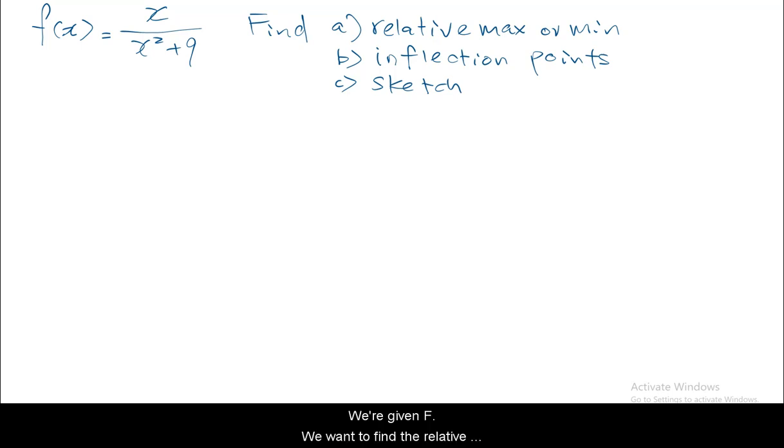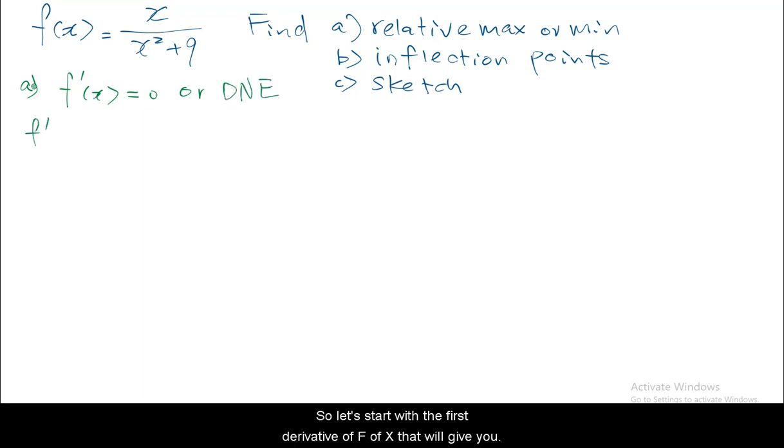We're given f of x. We want to find the relative maximum and minimum, the inflection points, and sketch the graph. We'll start with local maximum or minimum. To find that, we want to find the critical points, right? So that's where the first derivative of x is equal to 0 or does not exist.